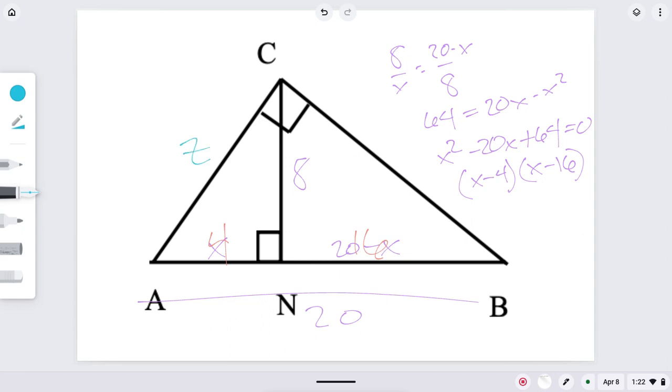Like if I'm looking for z over here, it would make a difference whether I had 4 or 16 on the left, because z is going to be my means, and then I'll have a 4 and a 20 that I multiply. So z squared equals 4 times 20. And then z itself becomes the square root of that. 20 is 4 times 5, so it's going to be 4 root 5 for z.